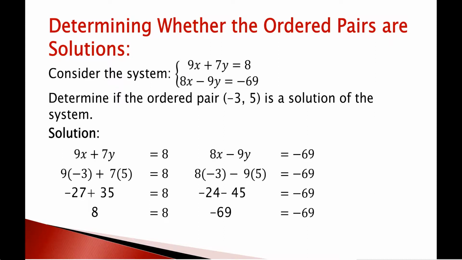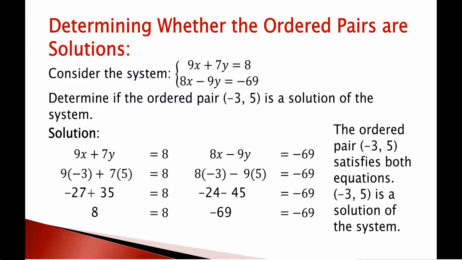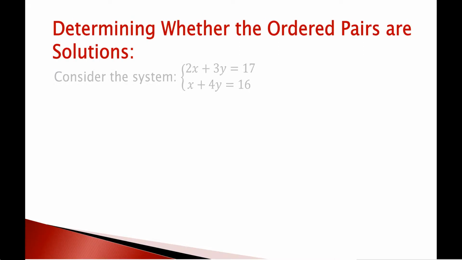Do the same for the second equation. Let's take the second equation and plug negative 3 in for x and 5 in for y. And after calculation, we also find negative 69 is equal to negative 69. That means after substituting this ordered pair negative 3, 5 into my second equation, we also find that our left hand side is equal to right hand side, which means this ordered pair satisfies my second equation too. Since this ordered pair negative 3, 5 satisfies both of the equations, that means negative 3, 5 is the solution for this system. Let's do one more example on this, just to be clear.